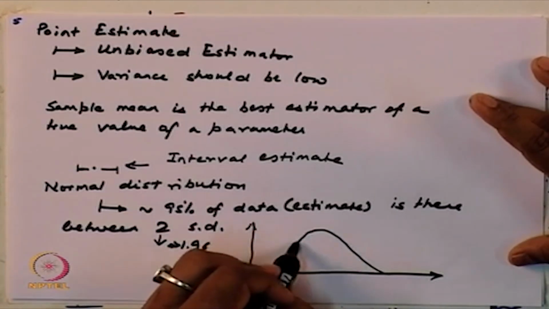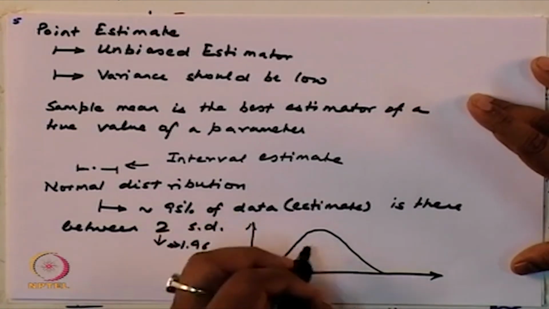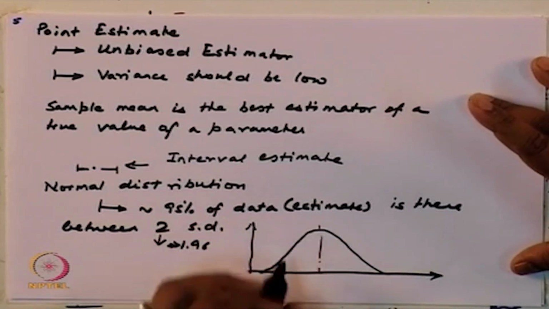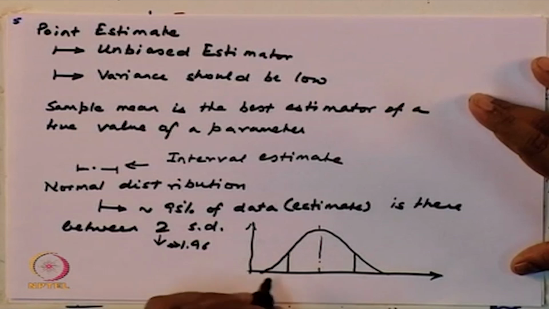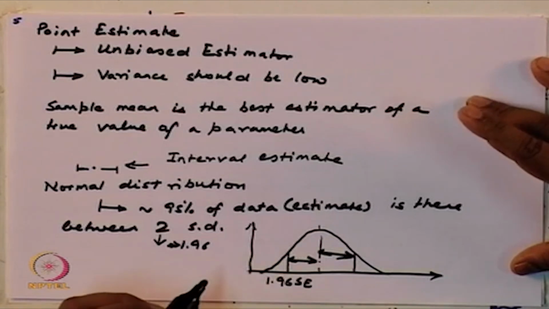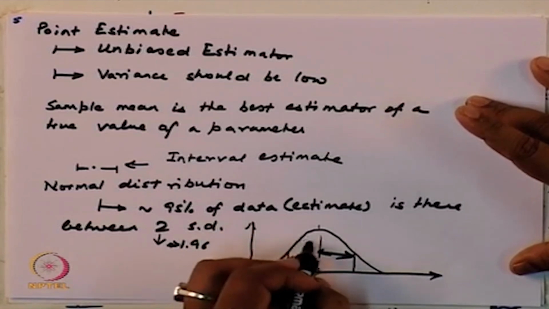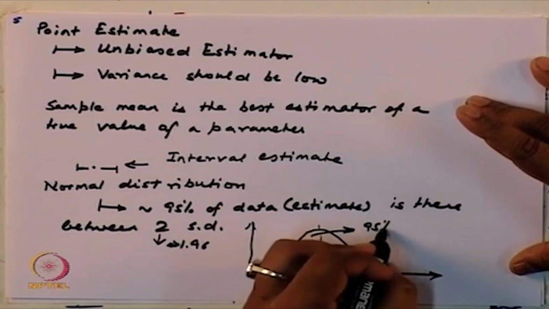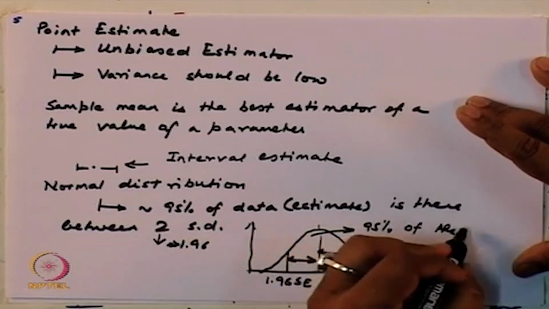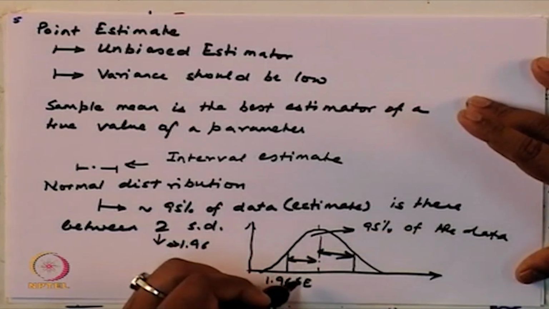this is the distribution that you obtain. Let us say this is your sample mean. This is 1.96 times SE, and both this and this are 1.96 times SE. This total area covers 95% of the data, which means that the probability that any estimate falls within this range is 95%. So I can write down this statement.